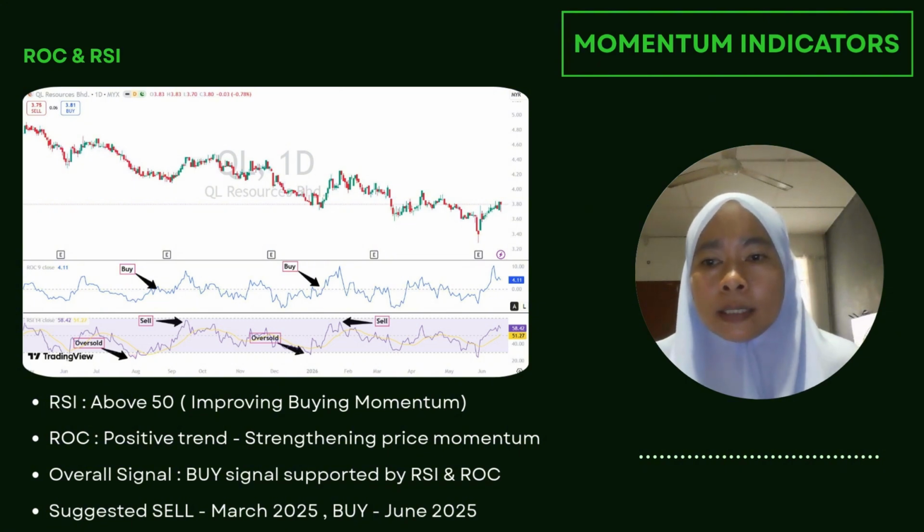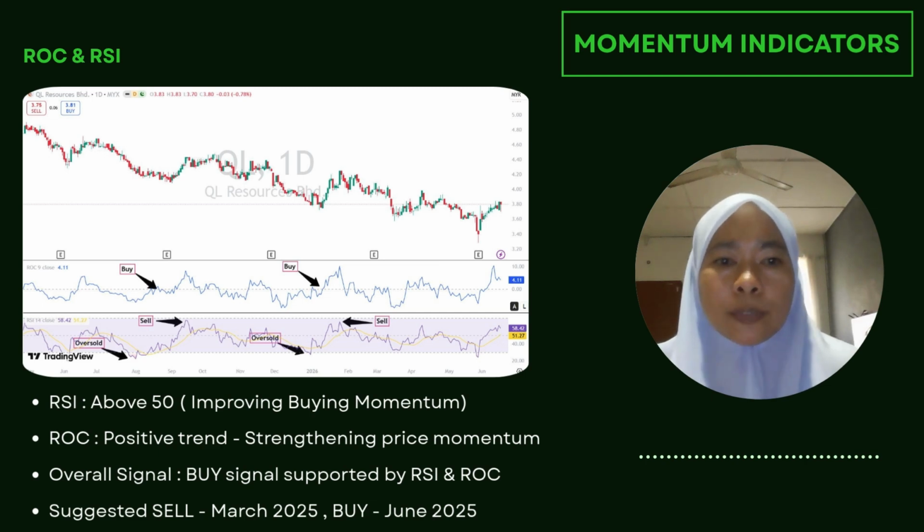This slide shows the momentum indicators, which are the Relative Strength Index or RSI and the Rate of Change or ROC. The RSI is currently above 50, indicating that buying momentum is improving and the stock is not yet in the overbought zone. And the ROC is also moving upward, showing that the price momentum is strengthening after the recent recovery. Overall, both RSI and ROC provide a positive signal supporting a buy recommendation for QA resources.